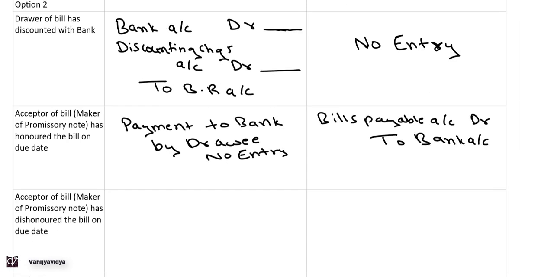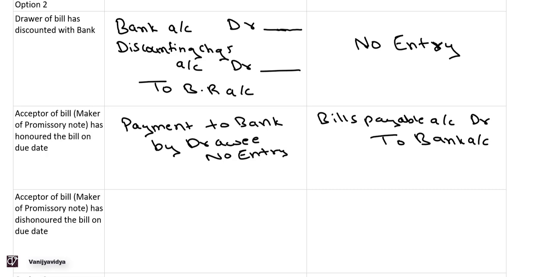Now the next one. The acceptor of the bill, the maker of the promissory note, has dishonored the bill on the due date. Now in option 2, the drawer of the bill had discounted the bill with the bank and the bill was dishonored on the due date. So now what the bank will do is, the bank will come to the drawee, and when the drawee is unable to pay, it will come directly to the drawer and take the payment from the drawer.